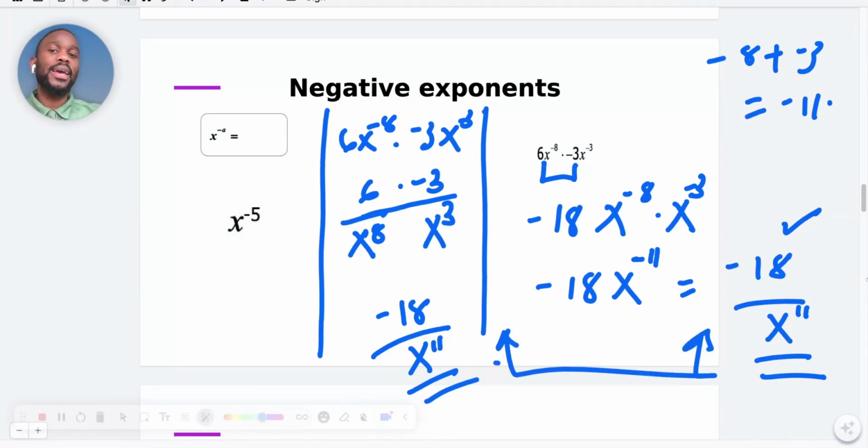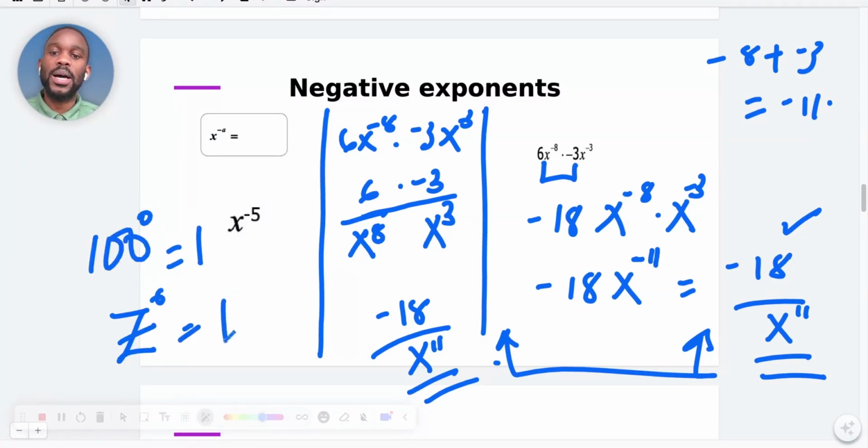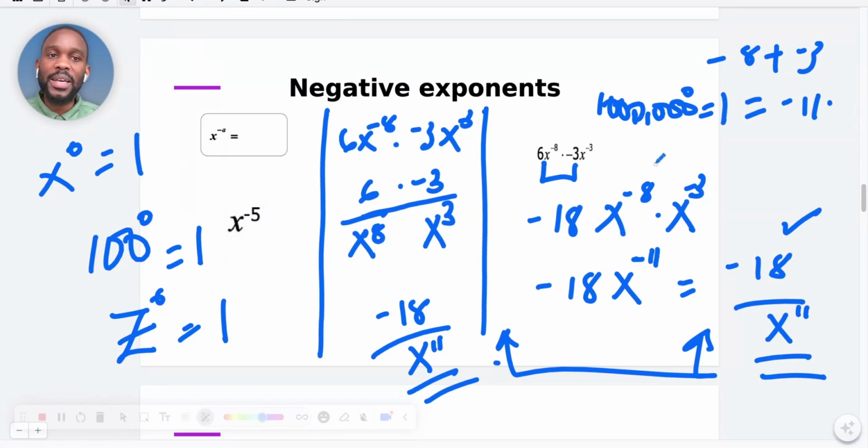And then finally, it's the 0 exponent. Anything to the power 0, I've mentioned this before, and maybe 100 to the power 0 is 1. x to the power 0 is 1. 1 million to the exponent 0 is 1. Anything to the exponent of 0 is 1.